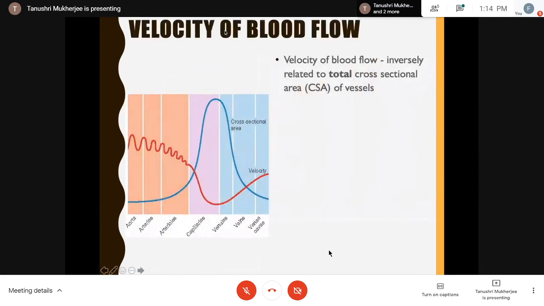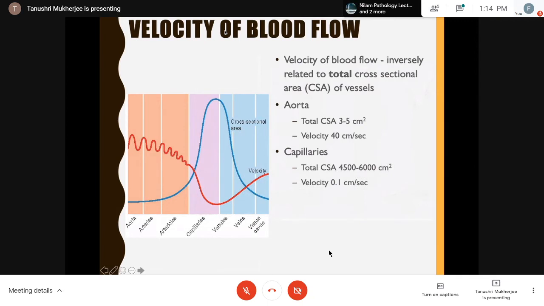Then velocity of blood flow, it is inversely proportional to the cross-sectional area of the vessels, like aorta. As you see here, the cross-sectional area is 3 to 5 centimeters square and velocity is 40 centimeters per second. And capillaries have a much larger cross-sectional area and the velocity is less. Vena cava again, you see there is only 14 centimeters square and velocity is 5 to 20 centimeters per second.